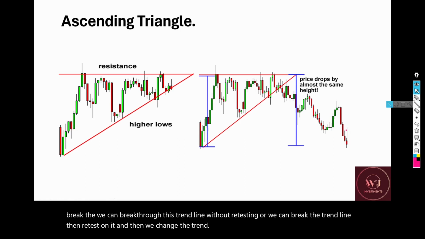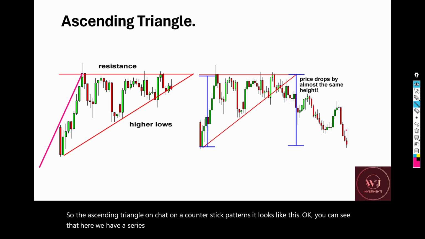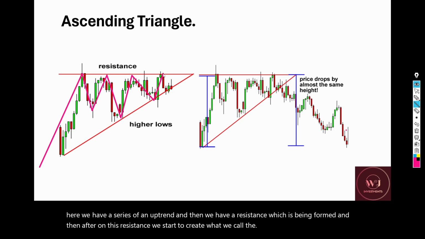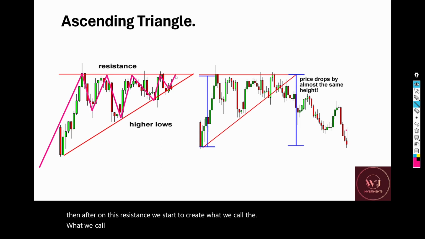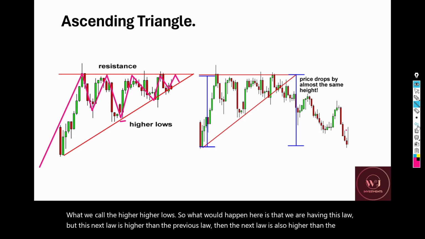So the ascending triangle on a candlestick chart looks like this. You can see that here we have a series of an uptrend, then a resistance being formed. Then on this resistance, we start to create what we call higher lows. So we have this low, but the next low is higher than the previous low. Then the next low is also higher than the previous low.